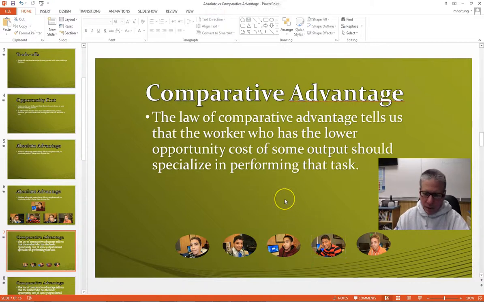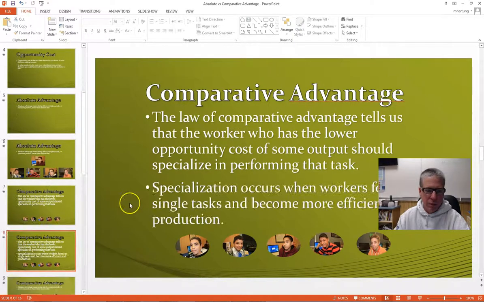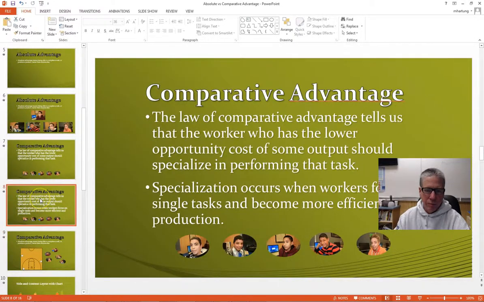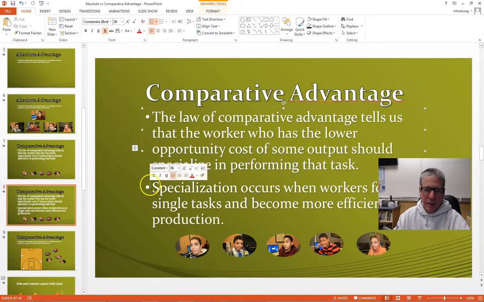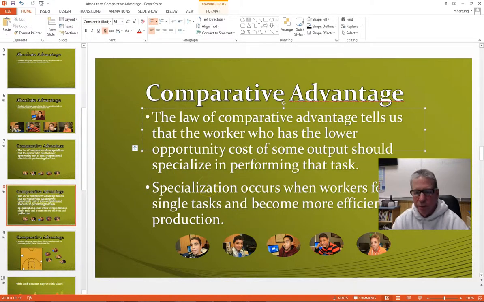So anyway, coaches have to make these decisions, and whether they realize it or not, they are using the law of comparative advantage to figure out where best to put these players. So let's take a look at it and see what we can do here. So in applying the law of comparative advantage, we are going to be specializing. And specialization occurs when workers focus on a single task.